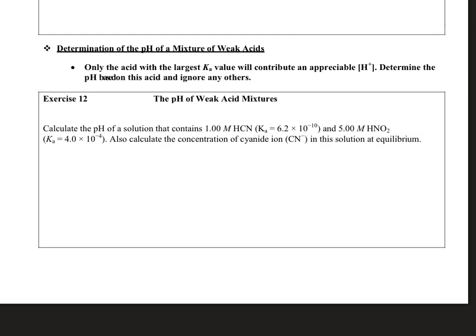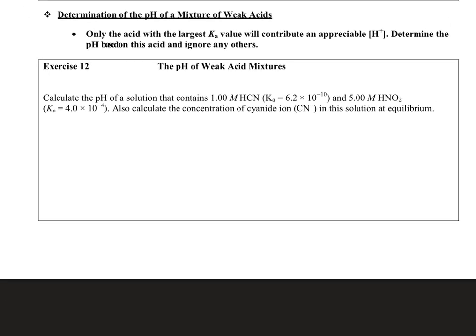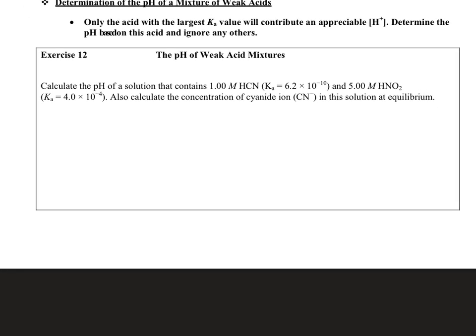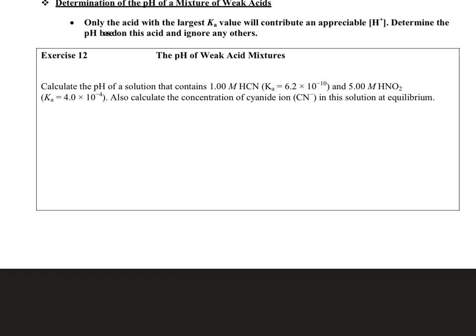Now I'm going to prove that to you in this example, and we're just going to do 2 parts to this problem, but that's essentially what you would be doing. I'm going to show you why that will work, and then we'll get the answer. It says calculate the pH again. So we want the pH of a solution that contains 1.0 molar HCN, so there's acid 1, and 5 molar HNO2.